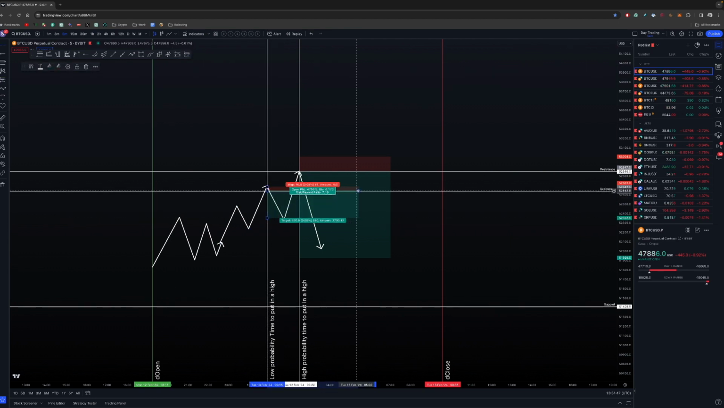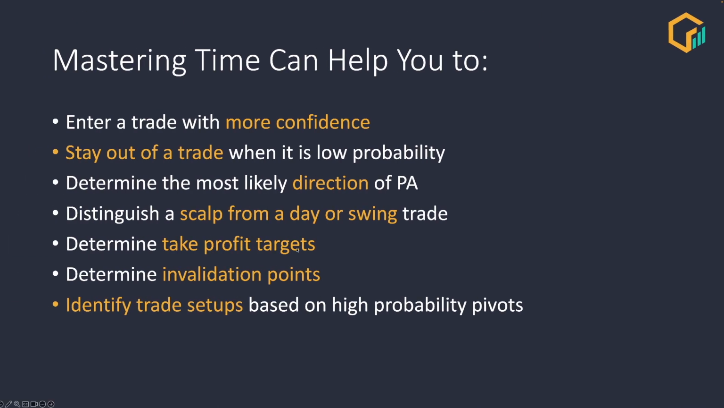But say you are a scalper. Say you're scalping, there's resistance and you see the reaction you want to see. But you know, in this case, it's not a high probability time to put in the high for the day. There's probably going to be a higher point later on in the day. You know you're going to be aggressive with your take profits. So that's another point here. Determine take profit targets.